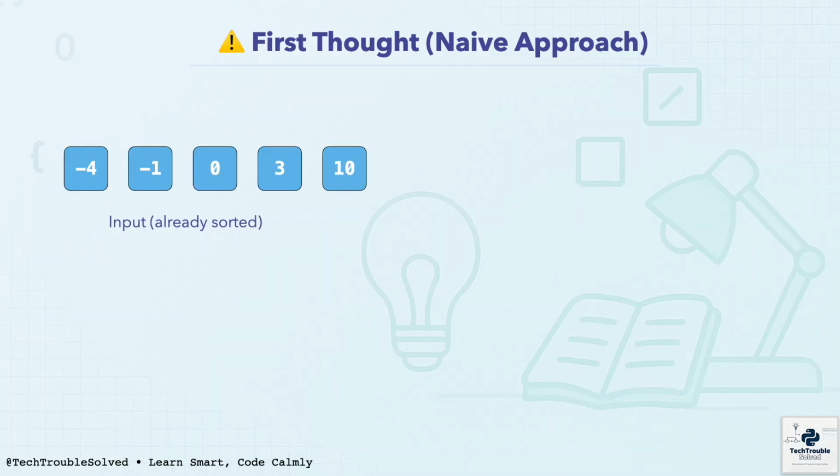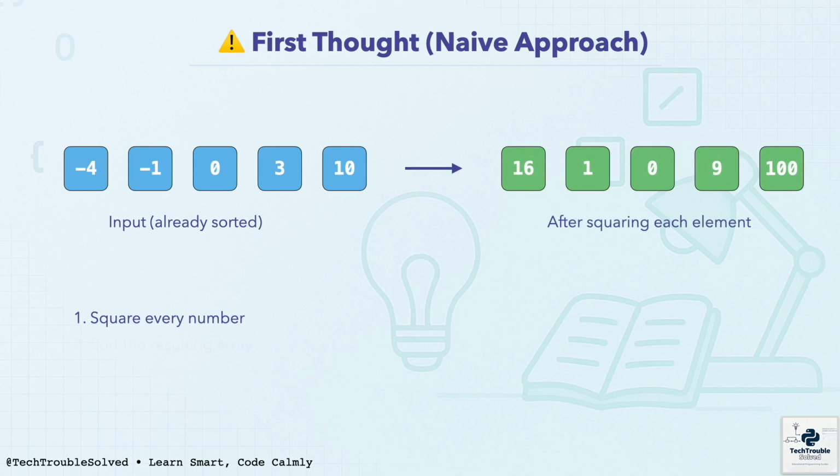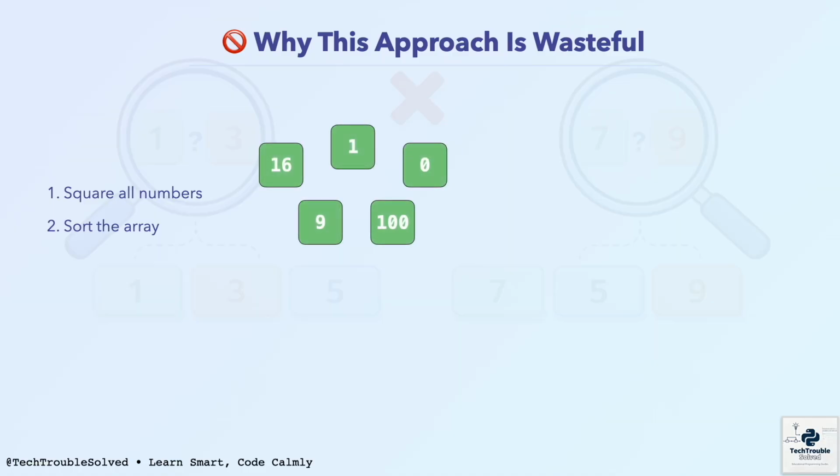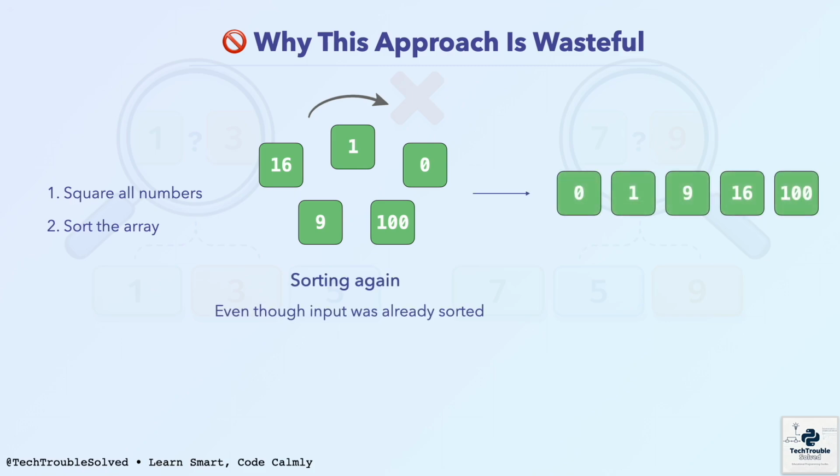The first idea is straightforward. We square every element. Then we sort the array again. This gives the correct answer. Here, the time complexity is O(n log n) since we are sorting the array again. But notice what's happening here. The input array was already sorted. After squaring, we lost the order, so we are sorting again. That extra sorting costs n log n time. This is the work we want to avoid.